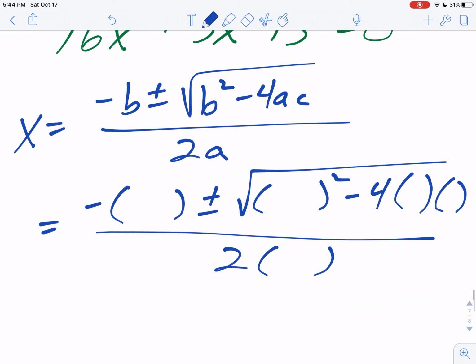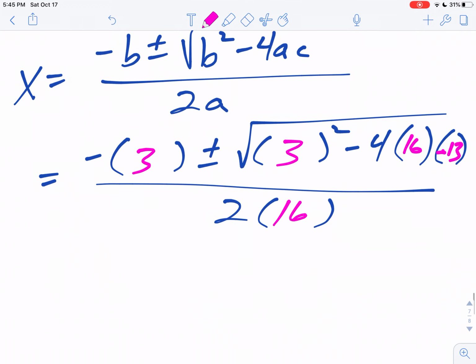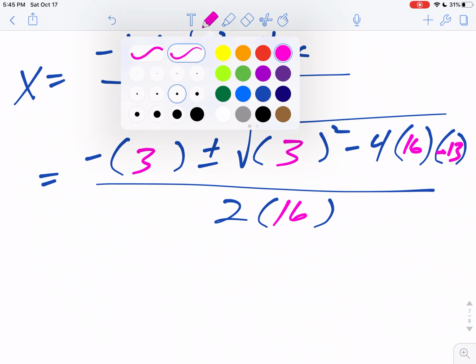So this is how I would do it. Again, this is just my opinion. So I'm going to put a 3 in for those spots. Put a 16 there and also there. And then negative 13 where the c goes. And then from there on out, it's just some calculations you got to do.